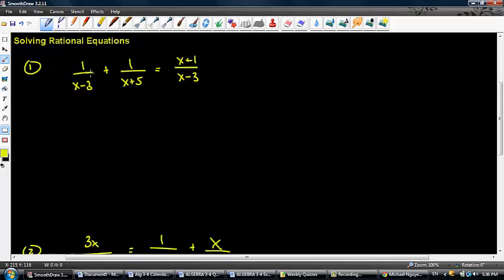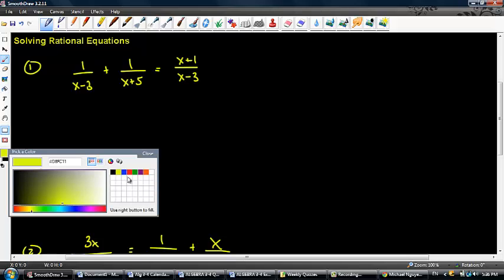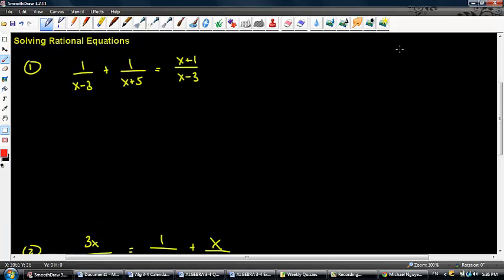Solving rational equations is going to be the last thing on your quiz tomorrow. When we solve a rational equation, remember, as long as the denominators equal each other, the numerators should equal each other as well. So all I have to do is find a common denominator to get all my denominators to equal each other. In this case, my common denominator for problem number 1 is x minus 3 times x plus 5.